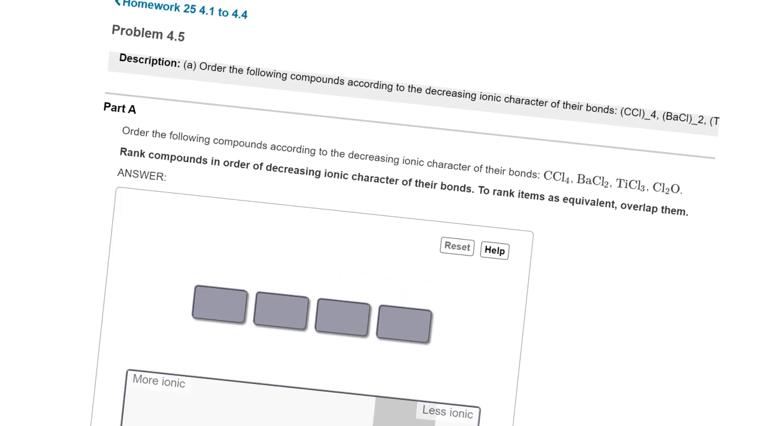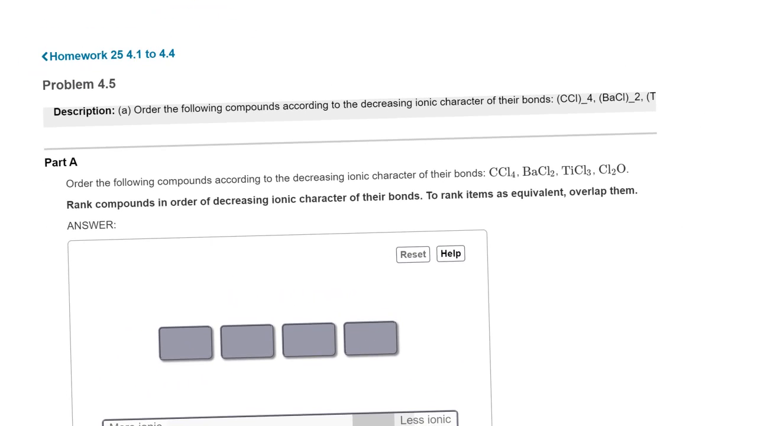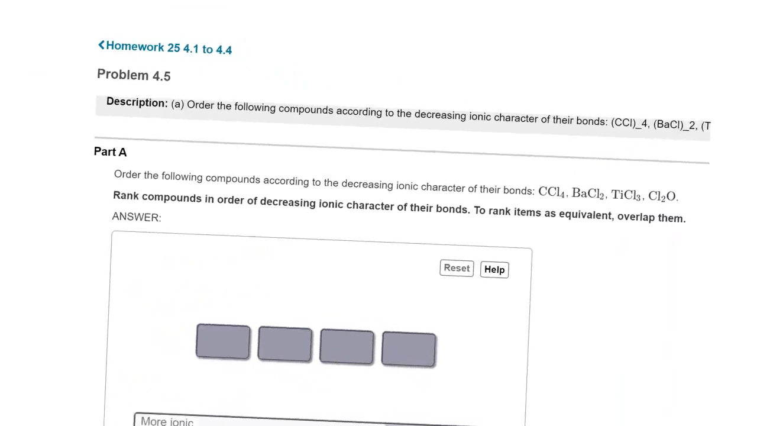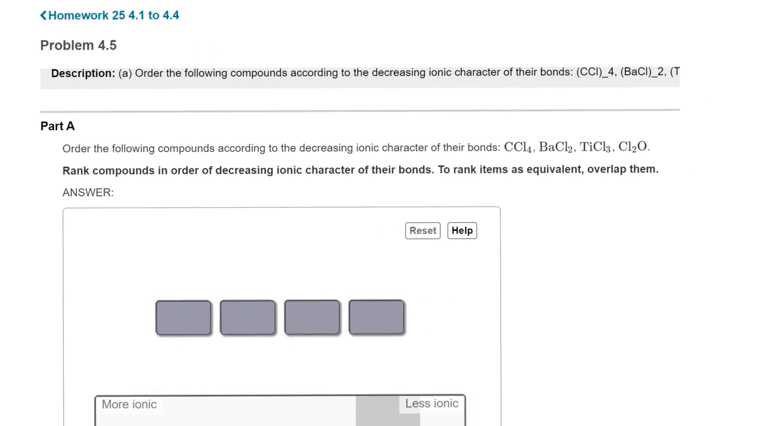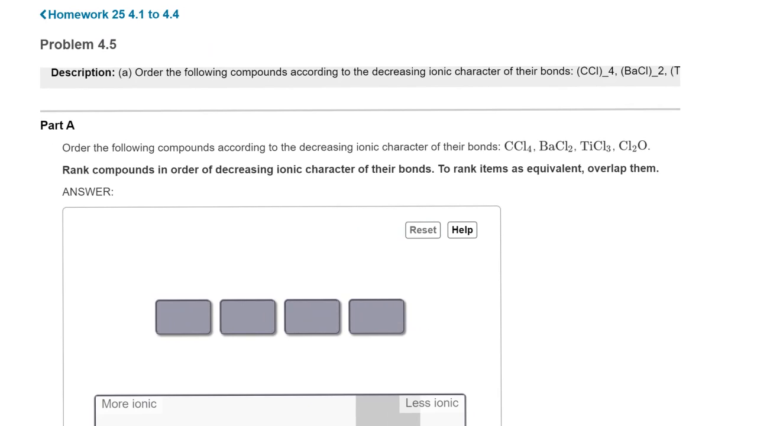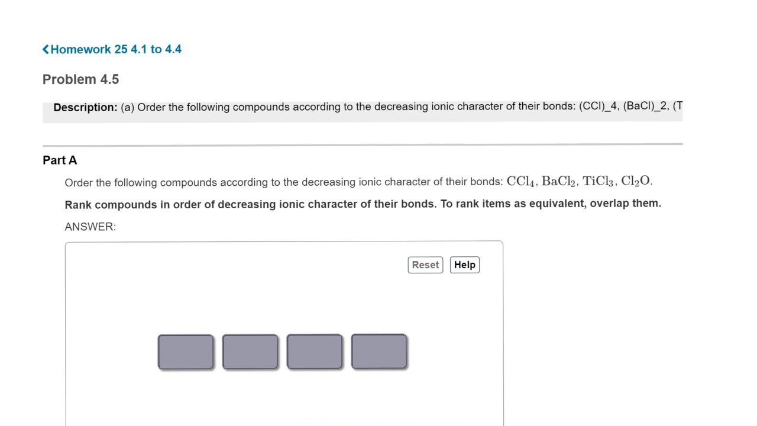All right, let's take a look at problem 4.5. In problem 4.5, you're asked, whoa, hope you just didn't get seasick. You're asked to order the following compounds according to the decreasing ionic characteristic of their bonds.